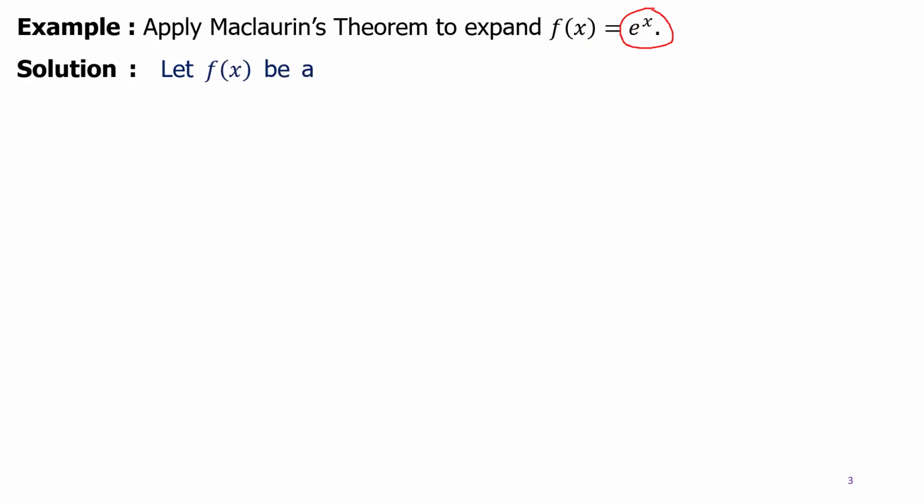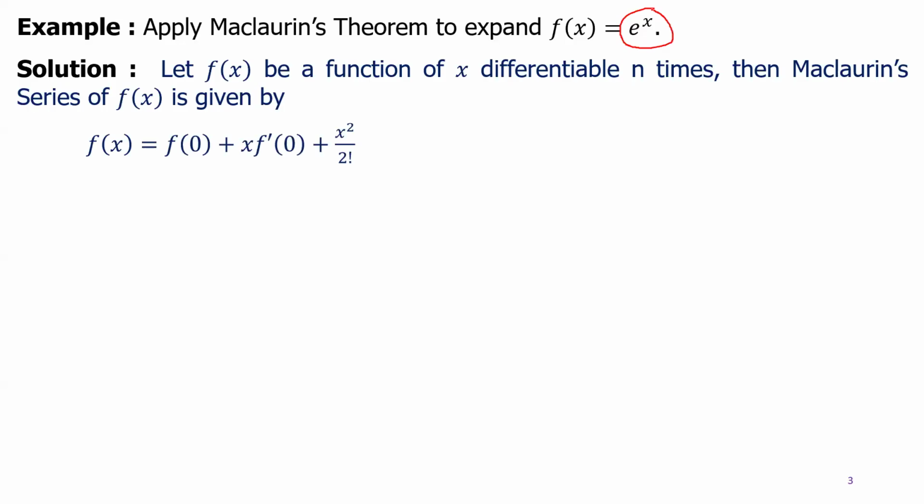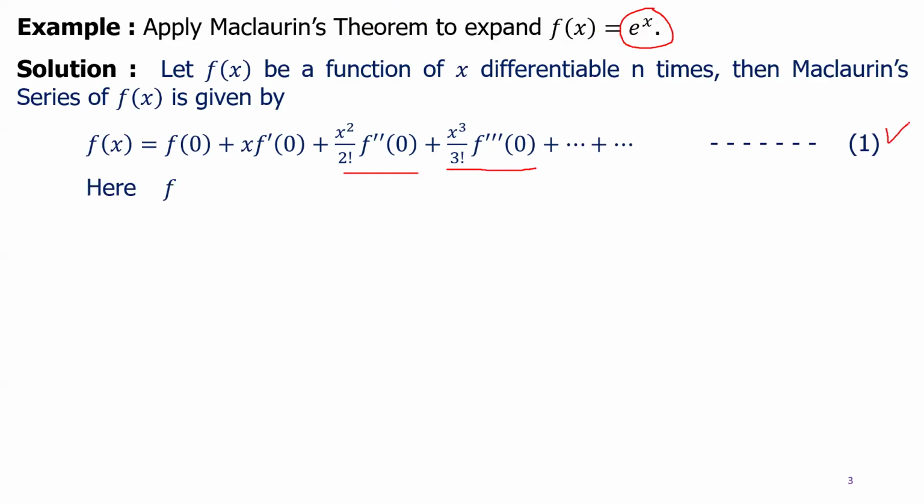Let f of x be a function of x differentiable n times, then Maclaurin series of f of x is given by f of x is equal to f of 0 plus x f dash of 0 plus x square upon 2 factorial f double dash of 0 plus x cube upon 3 factorial f triple dash of 0 and so on. Let us give it equation number 1. Here f of x is equal to e to the power x. So now what is our aim?